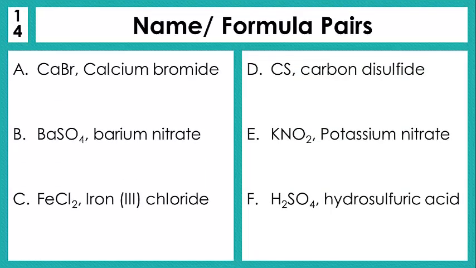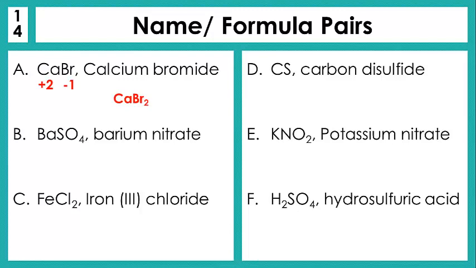The next one, we're given a bunch of name-formula pairs, and we have to figure out which ones are incorrect, and if they are incorrect, we have to change it so that it is correct. So first one I have is CaBr, which is calcium bromide, but calcium is +2 and bromide is -1. So calcium bromide should really be CaBr2.